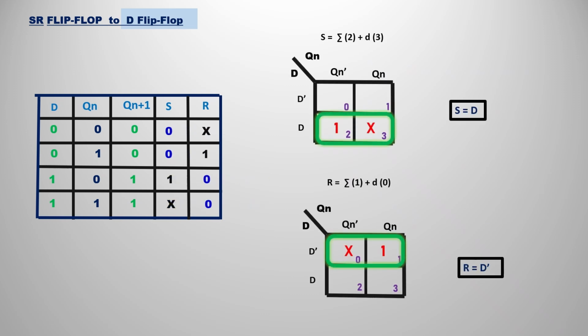Because we have only two variables here, that is D and Qn, remember we should not consider Qn plus 1. So we should have only D and Qn, and we should use the two variable K map. For S and R, I took two variable K maps, with D and Qn as the row and column. If you observe, for S we have the min term 2 and the don't care 3, so make it a group. So S becomes simply D. R has the min term in the 1 and the don't care in the 0 position, so simply combine both of them as a group of two elements. So the R expression is D bar.